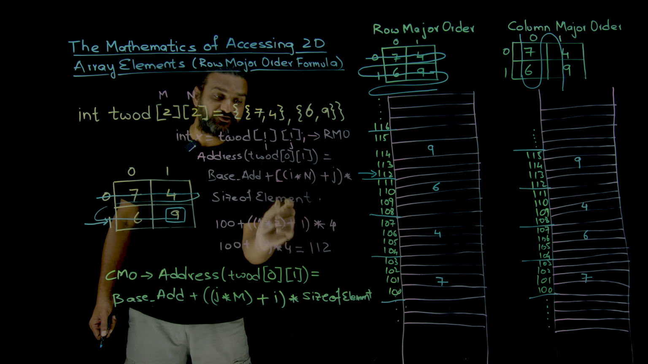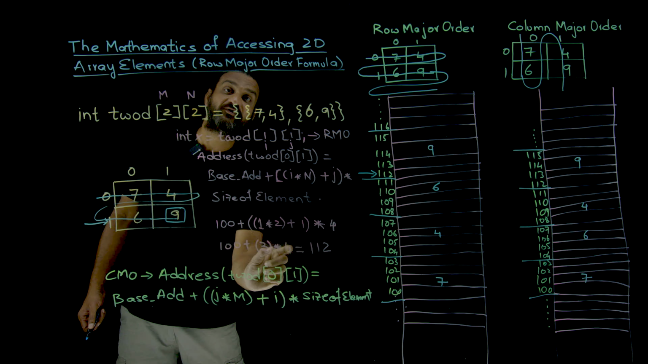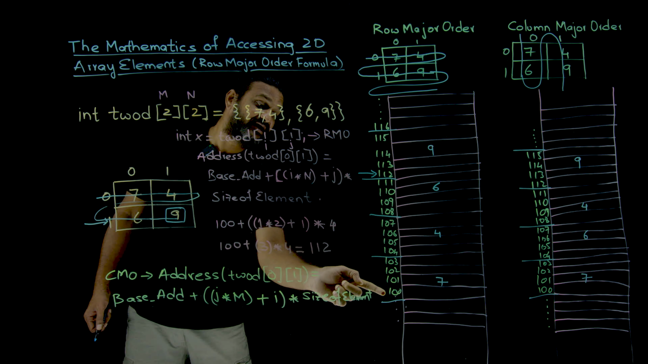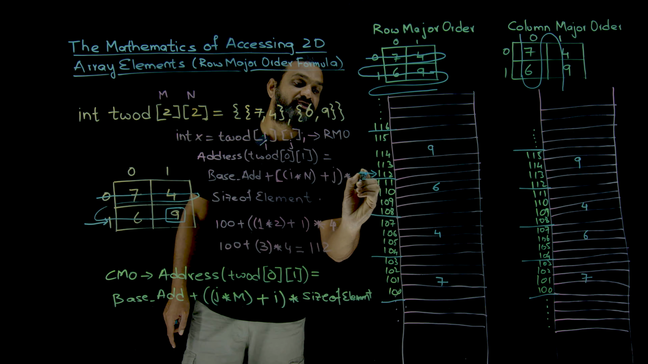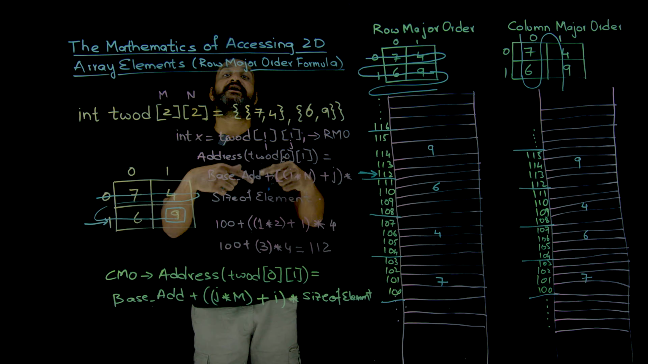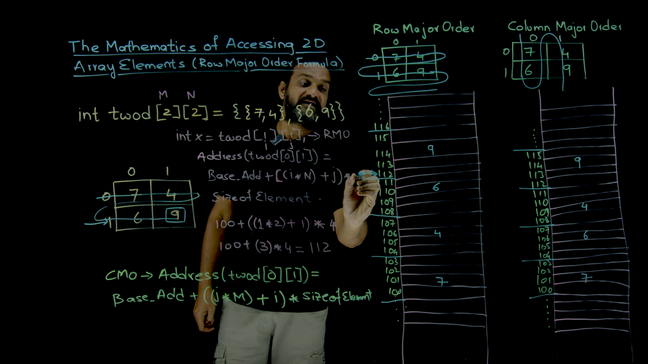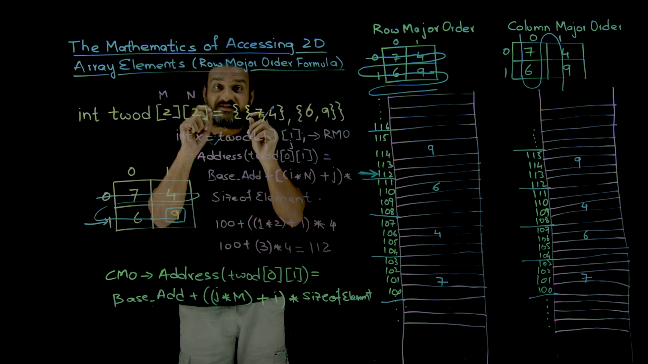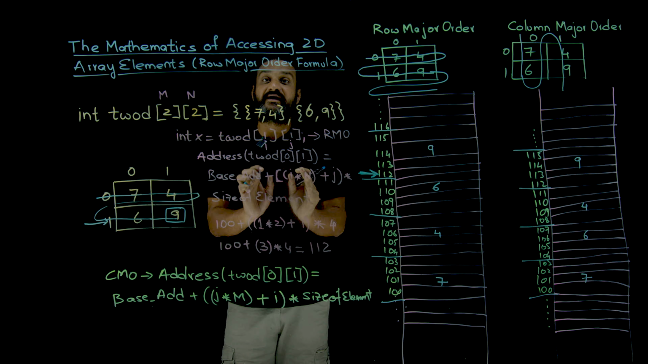That is what we get from this, which is 3 into 4, we are going to get 12. And the base address is 100. So to this 100, if you add 12, we are going to get 112, which is the starting address for the element which we are trying to access. We are trying to access 9 and the starting address is 112. So you need to understand this formula in this way. That is the simplest possible way to understand.